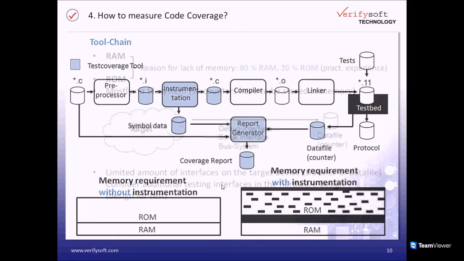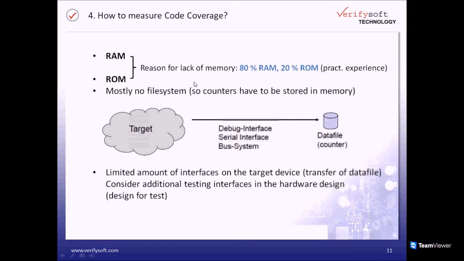So this is, in some situations, something which can lead to not being able to put instrumentation, and with our experience we can say that for 80% of the lack of memory it's due to RAM, and for ROM it's about 20%. So RAM is quite critical for instrumentation and code coverage. Another reason could be that the target doesn't have any link to the host in order to store the counter value and to produce the data file.